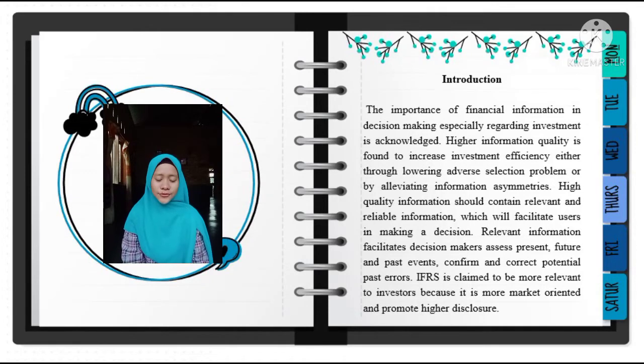Introduction. The importance of financial information in decision making, especially regarding investment, is acknowledged. Higher information quality is found to increase investment efficiency, either through lowering adverse selection problems or by reducing information asymmetries. High quality information should contain relevant and reliable information, which will facilitate users in making a decision. Relevant information facilitates decision makers to assess present, future, and past events, and confirm and correct potential past errors. IFRS is claimed to be more relevant to investors because it is more market-oriented and promotes higher disclosure.